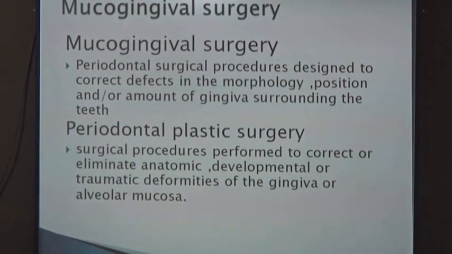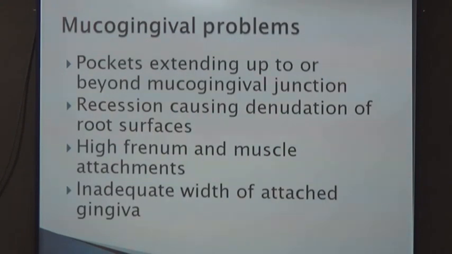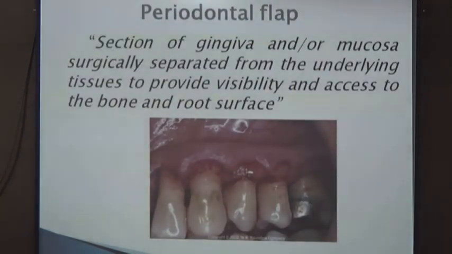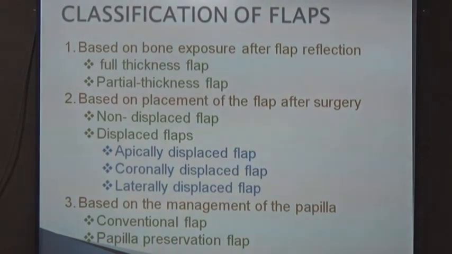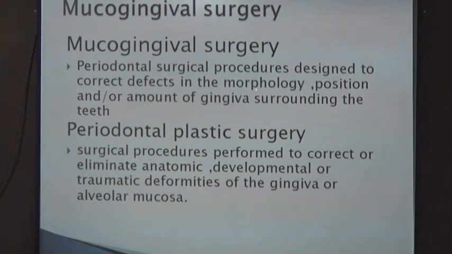Now mucogingival surgery. A periodontal surgical procedure designed to correct the defects in the morphology, position and amount of gingiva surrounding the teeth. See? Can you say one mucogingival surgery now? Remember the words: correct defects in the morphology, position.